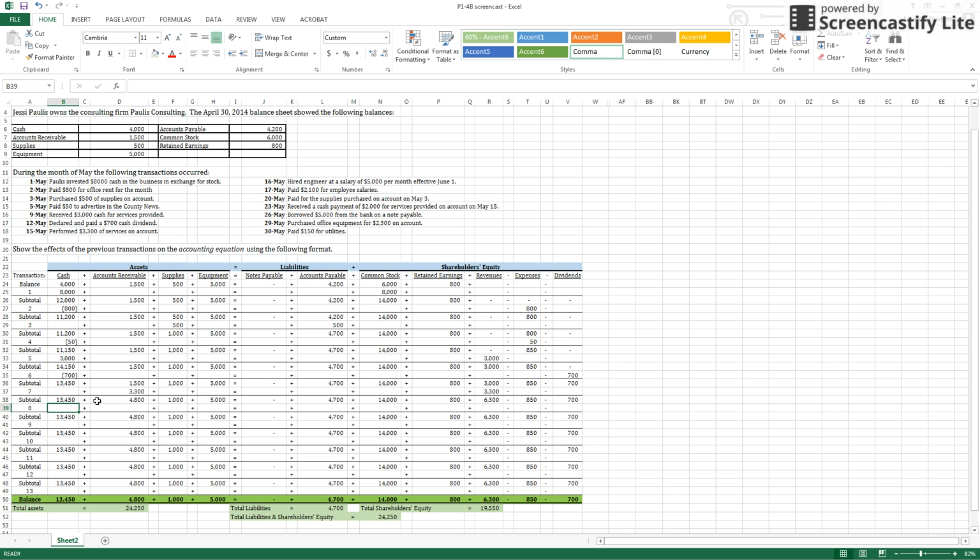On May 17th, though, we paid $2,100 for employee salaries. That is cash that goes down, and paying our employees is an expense. It is part of doing business.